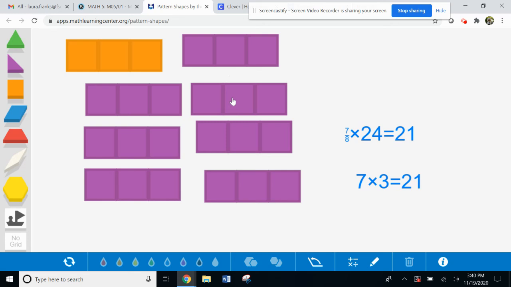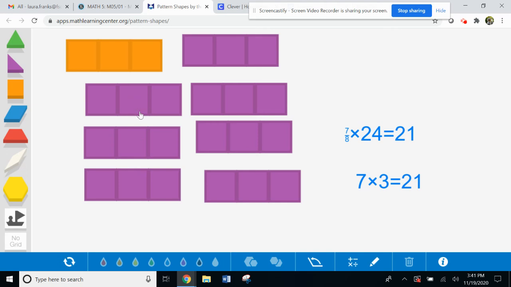How I got that was I counted each one of my groups, and then I multiplied it by the number that was in each group, which is 3. So 7 groups with 3 in each group, and got 21. So this is what this is saying: 7 of my 8 groups of my 24 pieces altogether, that would be 21 of them.